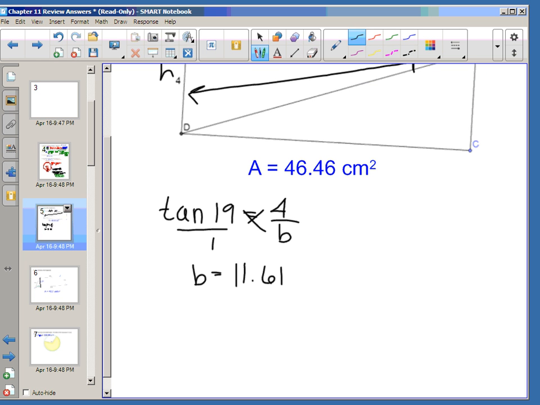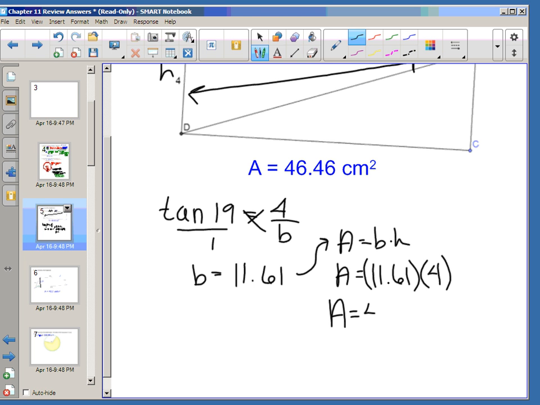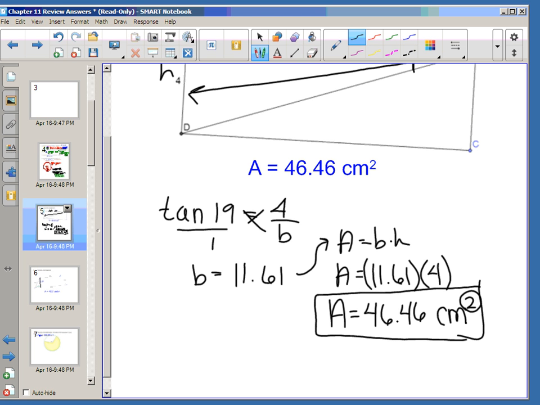11.61. Well, now I go back to my area formula, which is base times height. My base I now know is 11.61, and they gave me my height of 4. My final area is 46.46, and in this case it's an area, so I'm going to use centimeters squared as my label. All right, so that was pretty quick for trig.